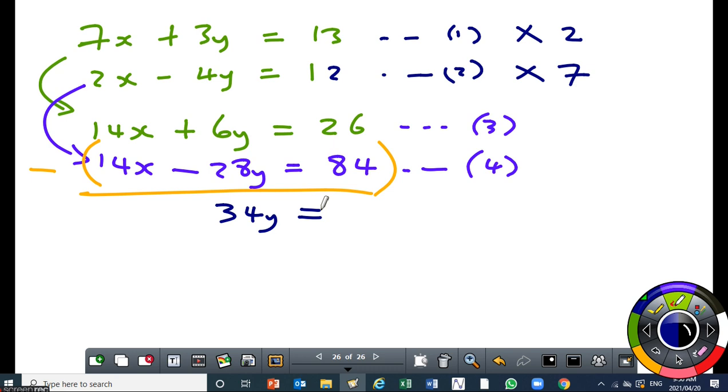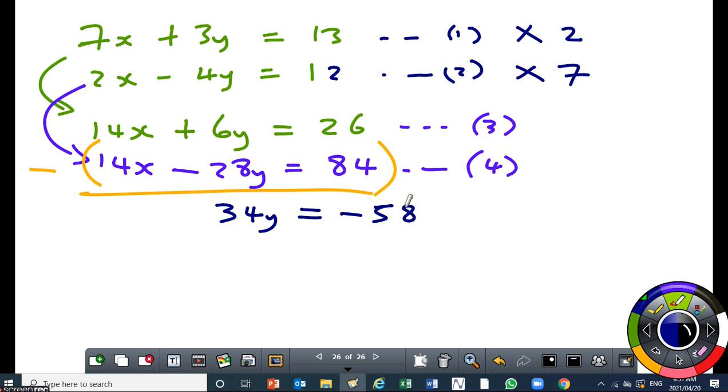Remember, we are trying to eliminate x, so I have to put a minus here and subtract equation 4 from equation 3. 14x minus 14x gives you 0. Then 6y minus 28y gives you minus 22y. Then 26 minus 84: if I subtract 24 from 84, I'll get 60, then I subtract 2, so that's 58. So this would be minus 58.